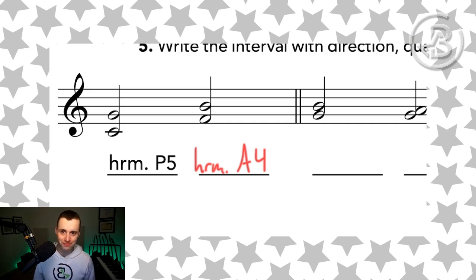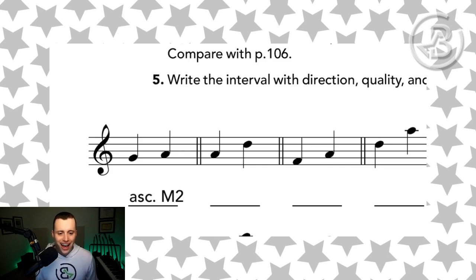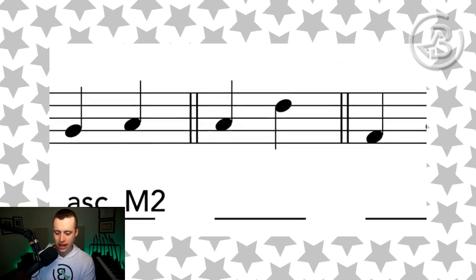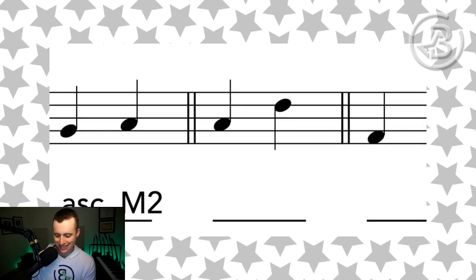I'll see you then. In this lesson, you're going to learn how to figure out any ascending interval starting from any note. So let's look at our interval that we have here. So we have an A and a D. So first things first, let's take the easy win. We know it's ascending, so let's write that down.